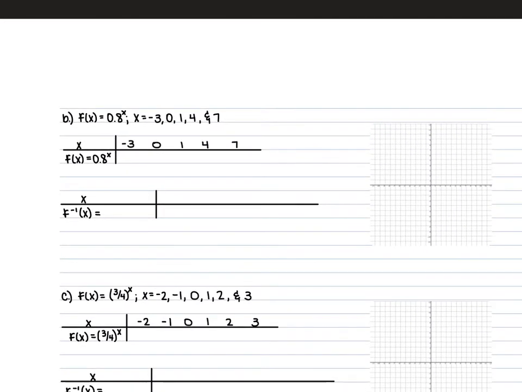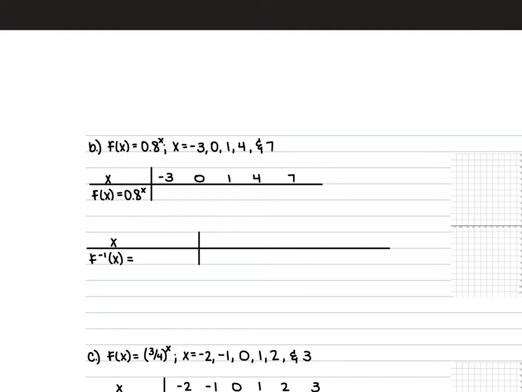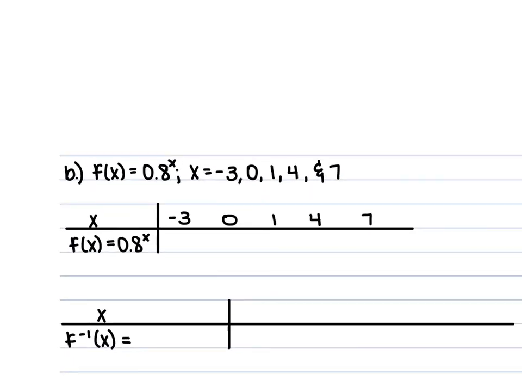For example B, we have 0.8 to the power of x, and x is negative 3, 0, 1, 4, and 7. So if we do the original function, we have negative 3 as an x value, so 0.8 to the power of negative 3 is, we're going to round this to 1.95. 0.8 to the power of 0 is 1. 0.8 to the power of 1 is 0.8. 0.8 to the power of 4 is 0.41. And 0.8 to the power of 7 is 0.21.